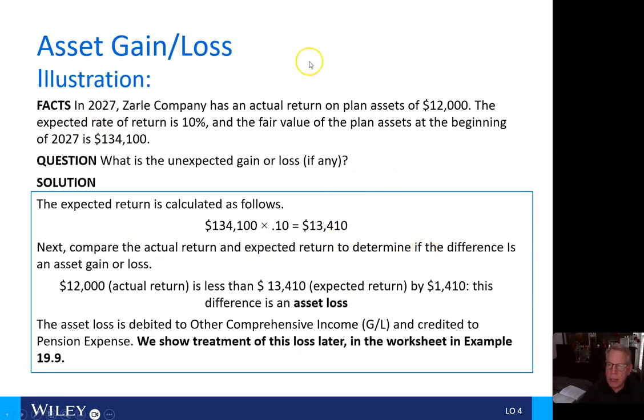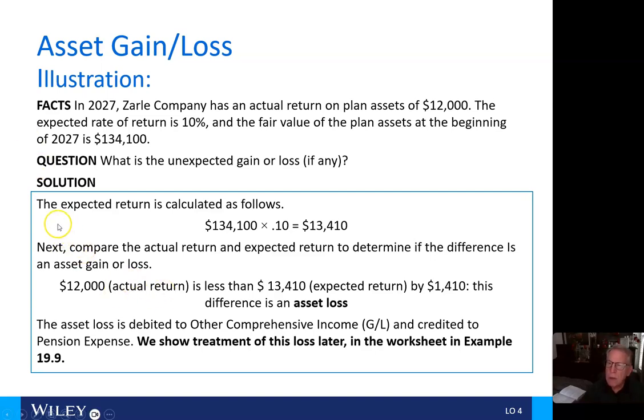So let's take a look at an illustration. Continuing on with the Zorro company, it has actual return on plan assets of $12,000. The expected return is 10%. And the fair value of the plan assets at the beginning of 2027 is $134,100. What is the unexpected gain or loss, if any?